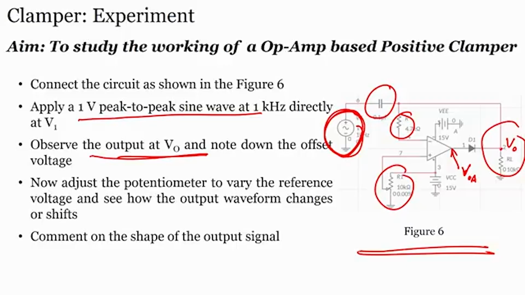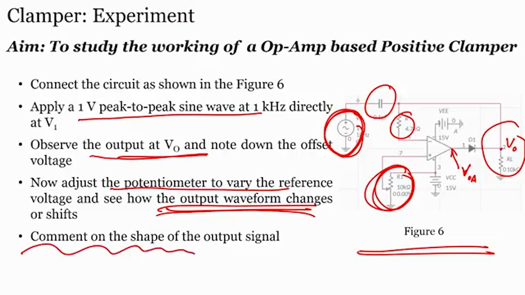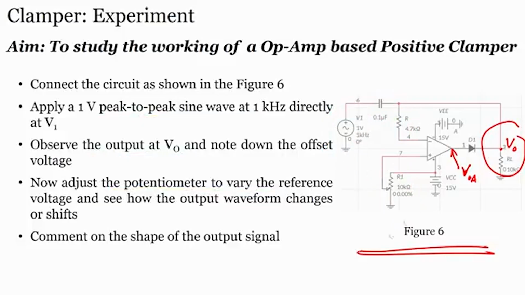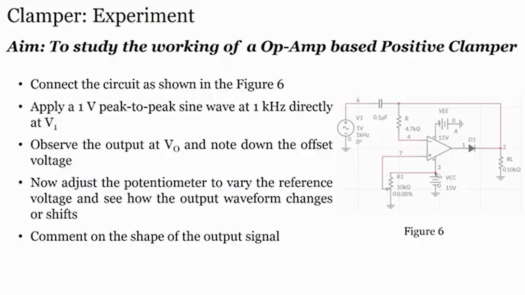So, we have to apply 1 volt peak to peak at this particular input and at V1, and then we observe the output voltage VO at this particular point and note down the offset voltage. Okay. Now, we will adjust this particular potentiometer and change the reference voltages and see how the output waveforms change. Finally, we can comment on the signal. This is what we always do, at the end we comment on the signal. So, to design this circuit using Multisim, again we will ask our friend Sitaram who will show us how to perform the experiment using Multisim.